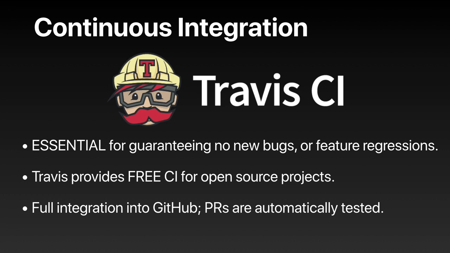And you get full integration into GitHub. So you get a little window that says Travis is testing, or Travis has said it's passed or failed. It's just a Travis YML file, so I really recommend Travis. There's really no excuse not to have CI in your libraries because it's free, and if you have a private project, it's also relatively cheap as well.